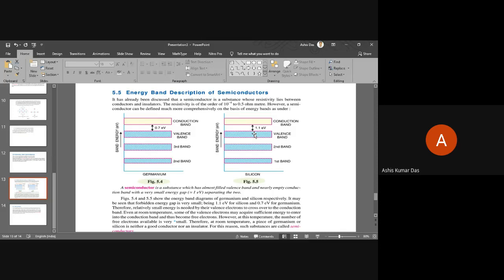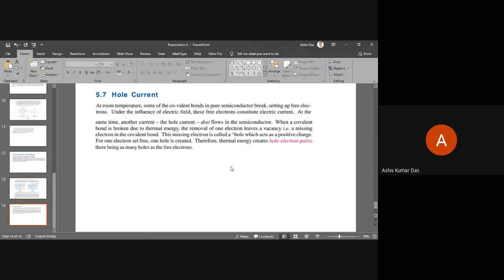As I have told earlier, in the case of a semiconductor, from the energy band discussion we have already discussed that the band gap, or the forbidden energy gap, between the conduction band and the valence band is always less than 1 electron volt, or a little bit higher than 1 electron volt. That means it remains within about 1 electron volt. So this is the energy band description of the semiconductor. The commonly used semiconductors are germanium and silicon.